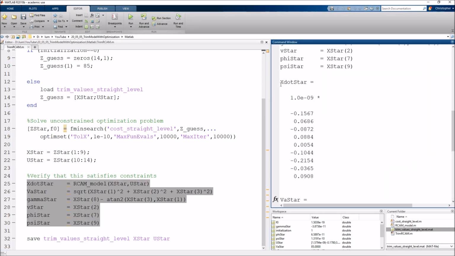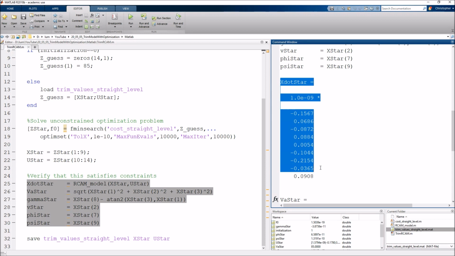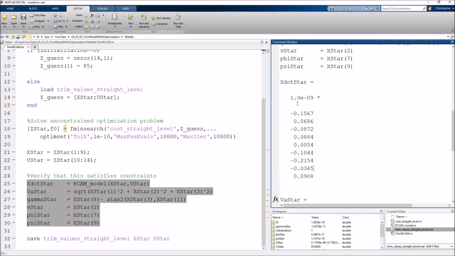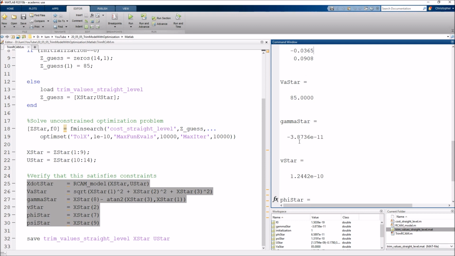Let's take a look. Okay, x dot, did we satisfy steady state? Is x dot equal to 0? Look at this. It's 10 to the -9. I would say yes. This is pretty darn close to 0. So we did satisfy the steady state constraint. Let's see, did we get the airspeed right? Look at this. Bam, right on. The aircraft is flying at 85 meters a second.